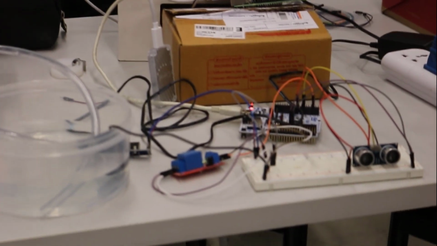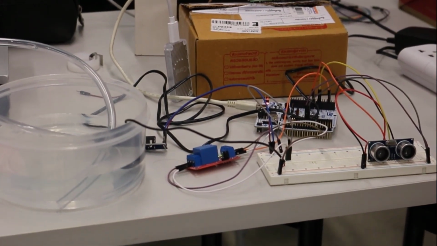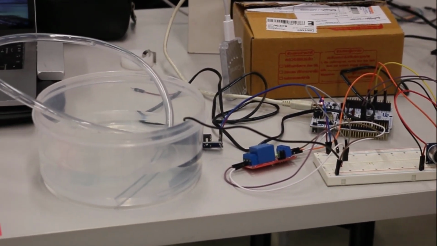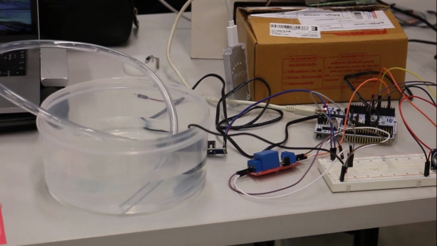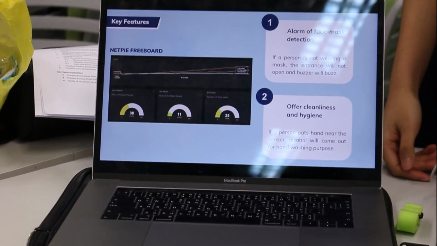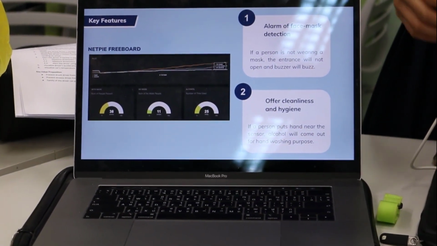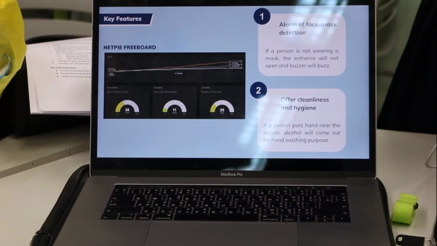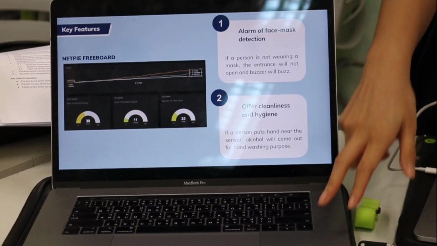It consists of 12 components, 3 actuators, and 1 sensor. And these are the 2 main features: the mask detection, as well as the automatic alcohol dispenser, and the data will all be shown in the NETPIE freeboard.